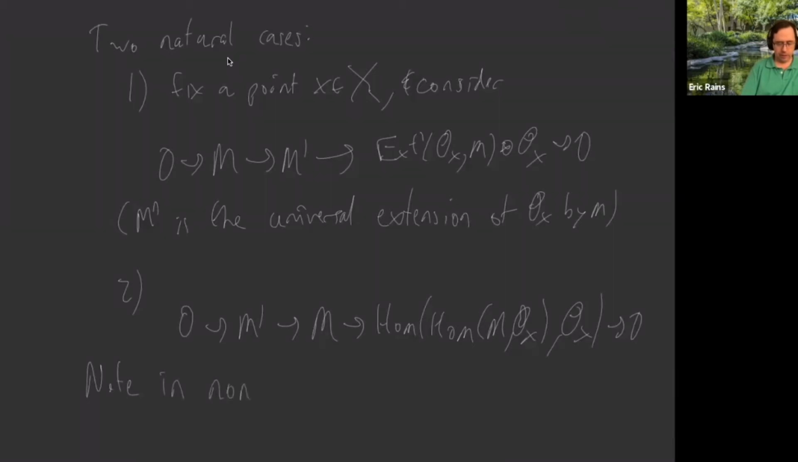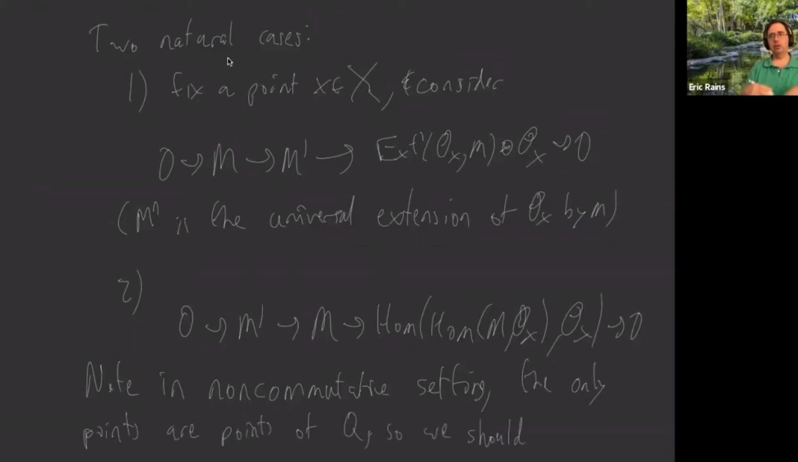In the non-commutative setting, there are very few points, because the only points are points of this anticanonical curve. And so if we want to get something that's actually going to extend to actual equations, not just the Hitchin case, we should take this point to be a point of Q.